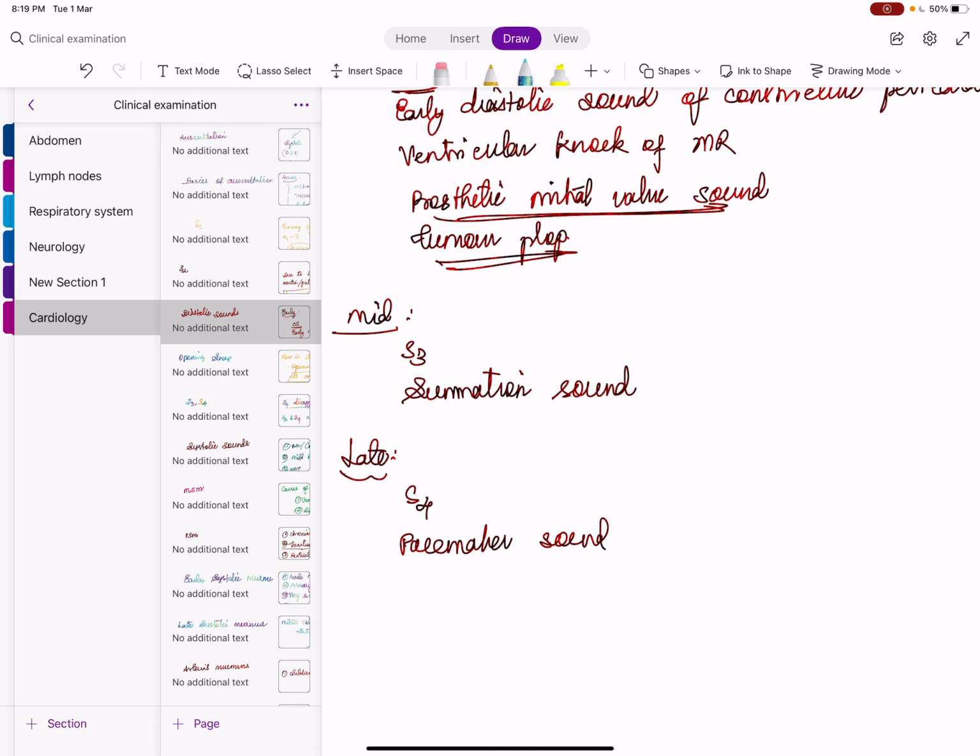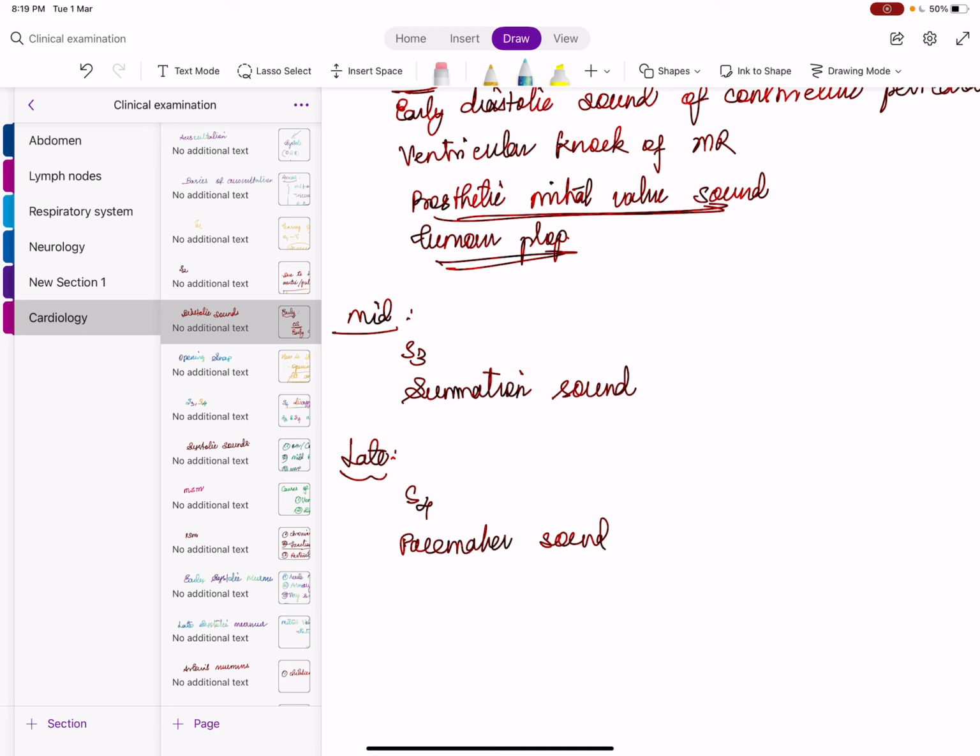Then you have to mention the intensity of the S2. Again, very easy. Normally in the pulmonary area alone we should be able to hear P2. A2 will be heard in all areas. In the pulmonary area and aortic area, A2 will be louder than P2, and A2 will be louder than S1. If A2 is better heard in the apex, mitral area, tricuspid area, it then means A2 is loud.